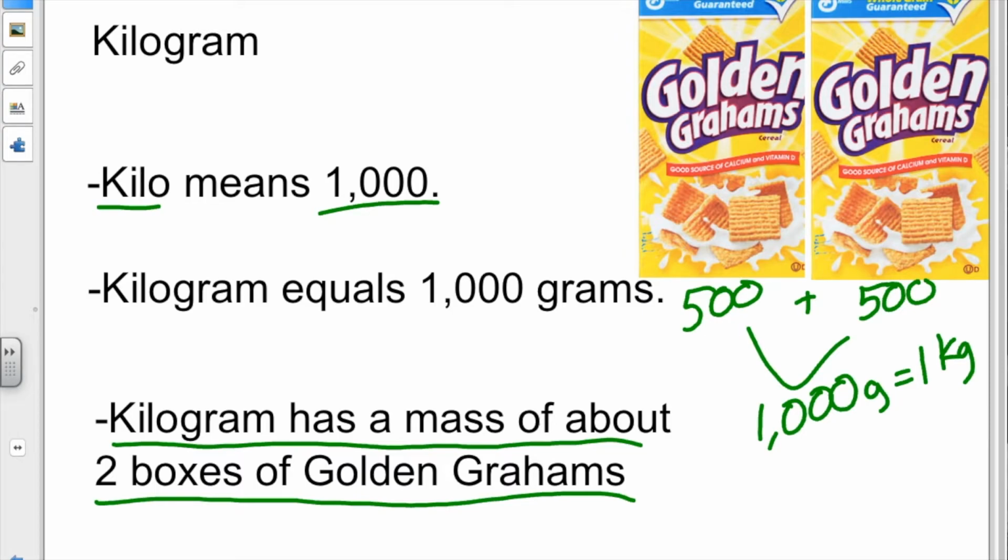Does that kind of make sense, boys and girls? So every golden gram has a mass of about 1 gram. We need 1,000 of those to equal 1 kilogram.